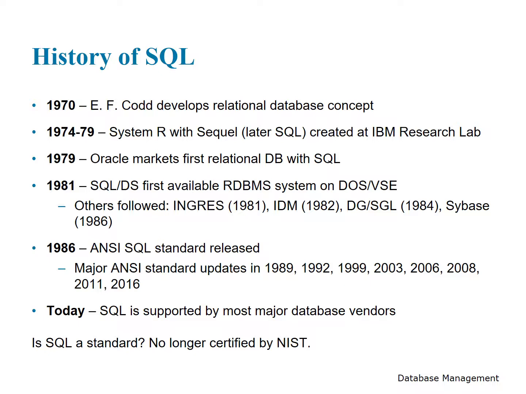System R was a project at the IBM Research Laboratory in San Jose, California, that demonstrated the feasibility of implementing the relational model in a database management system. They used a language they called SEQUEL. It has later been named SQL, but SEQUEL is still often how it is pronounced.